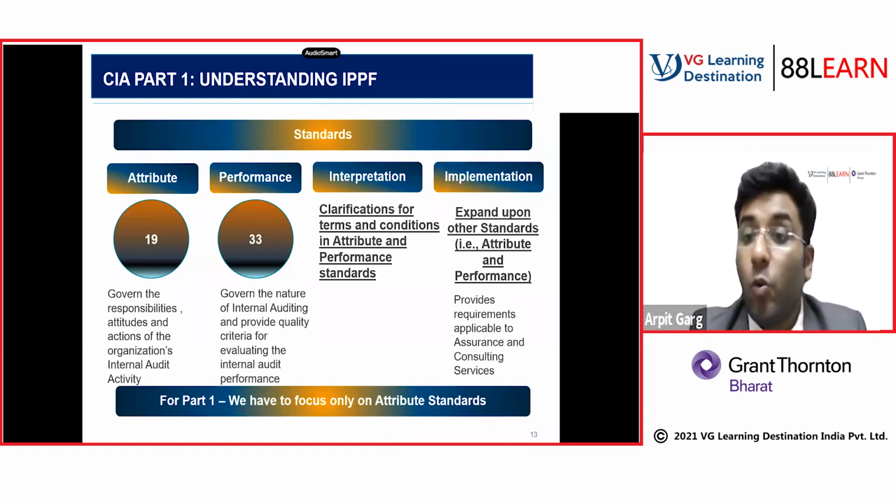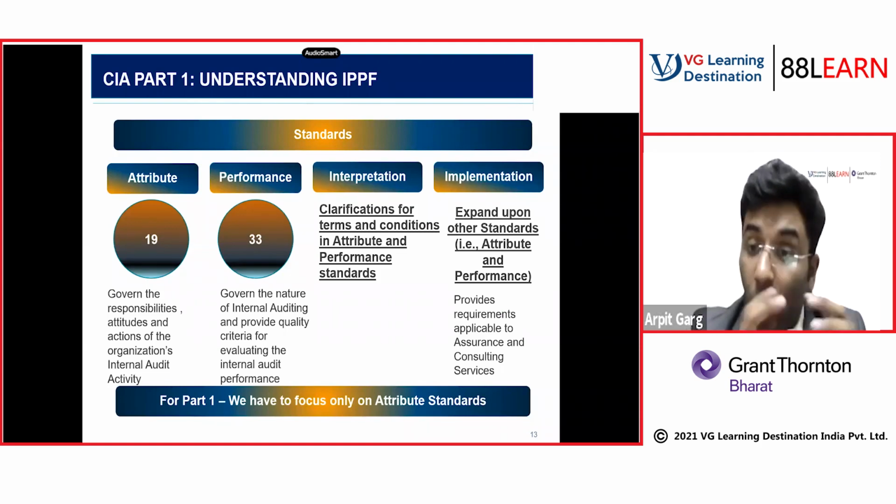Let's understand what these attribute standards are. Attribute standards govern, and we have to remember this, the responsibilities, attitudes, and actions of the organization, the internal audit activity, and individual internal auditors. Basically, attribute standards tell us that this is our responsibility and this should be our attitude when we are doing the internal audit activity, and this should be the organization's overall approach towards internal audit activity.